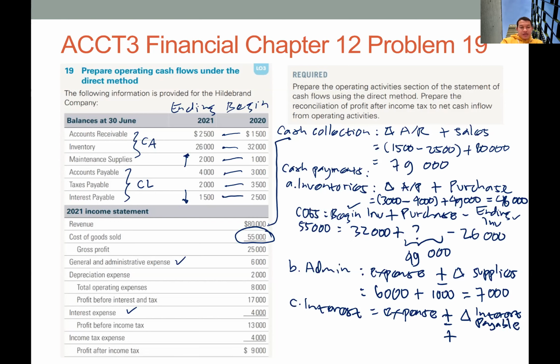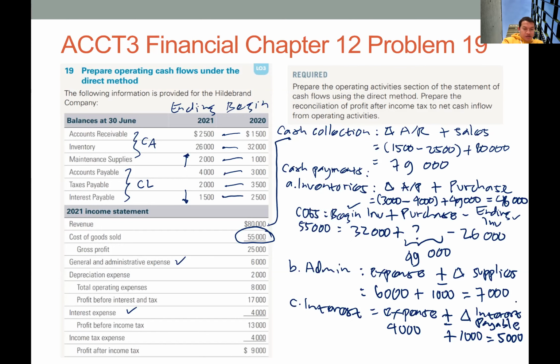Okay, so the expense is 4,000 and the interest payable is 2,500 minus 1,500, so 1,000. Okay, so we have 5,000 in total of cash payment for interest.